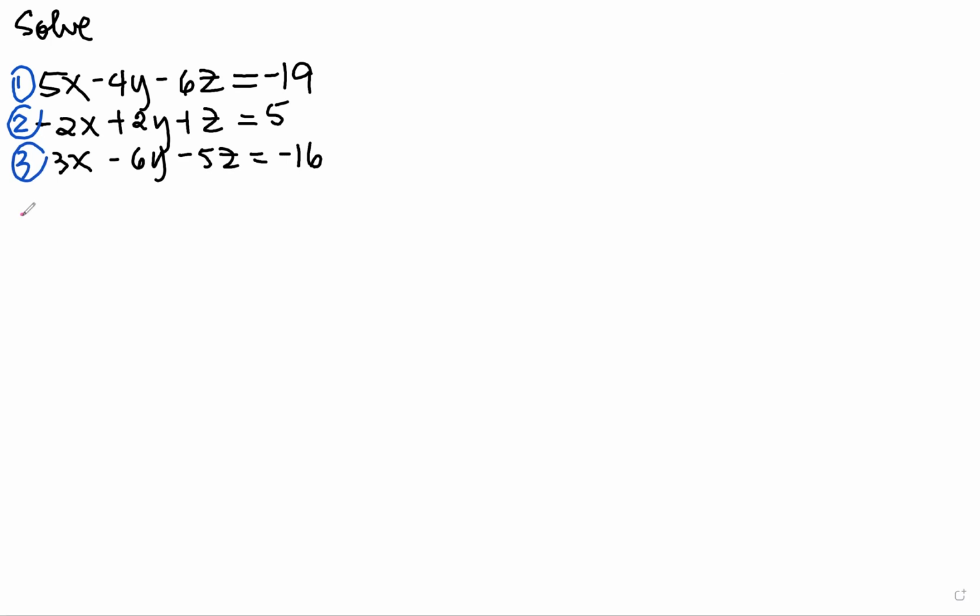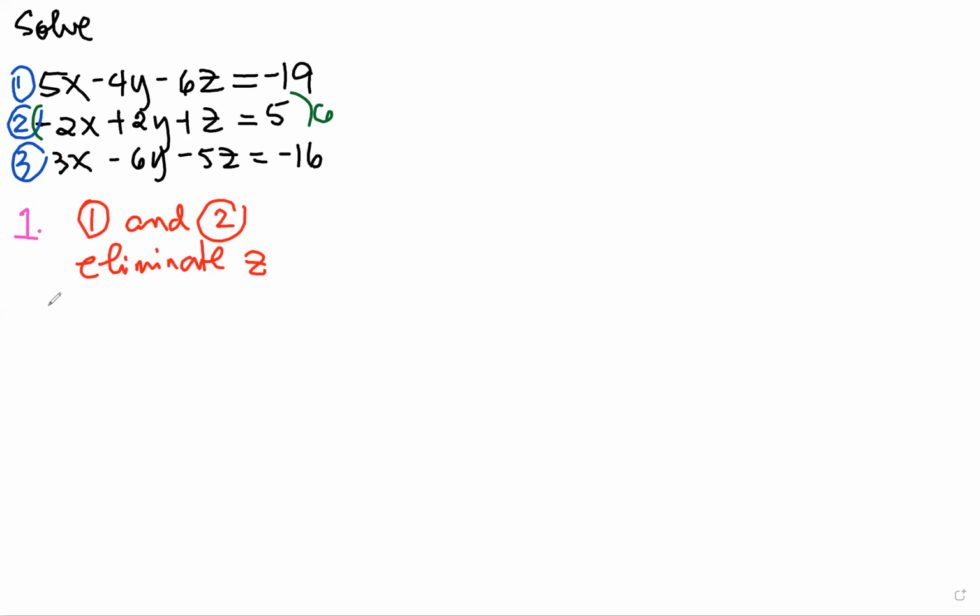First step is to choose two equations and eliminate a variable. So if I plan to eliminate z, let's say I choose the first and the second. For me to eliminate z, the first is negative 6, so I would multiply the second by 6, both sides. So what's going to happen?